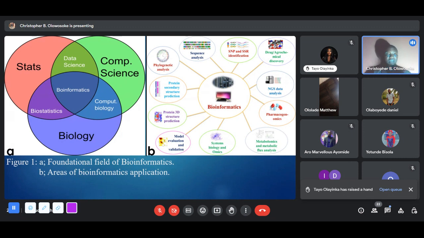We have protein secondary structure prediction. We have protein 3D prediction. We have model validation and evaluation. We have pharmacogenomics. We have drug development and discovery. We have sequence analysis and all that. So these are areas in which bioinformatics has been applied in today's technology.